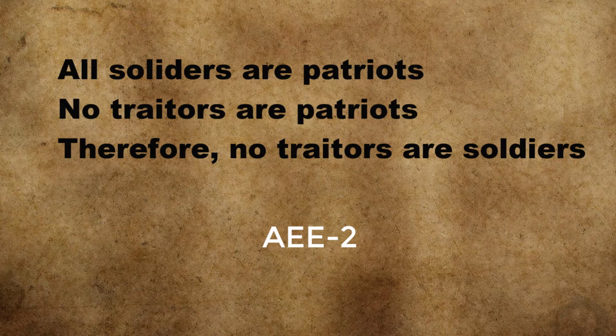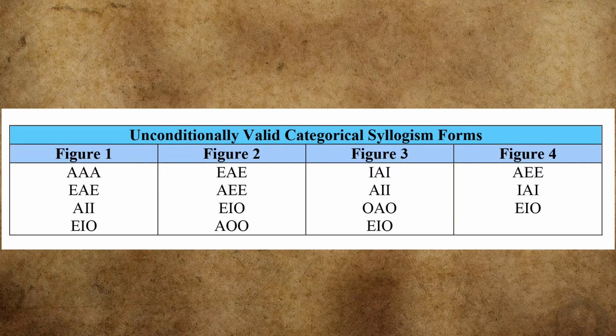Once you have the mood and figure of your syllogism, you can determine whether your syllogism is valid or invalid. You do this by consulting two charts, which are both on page 240 of your textbook. The first chart is this one, the unconditionally valid form chart. If the syllogism appears on here, then it is valid.